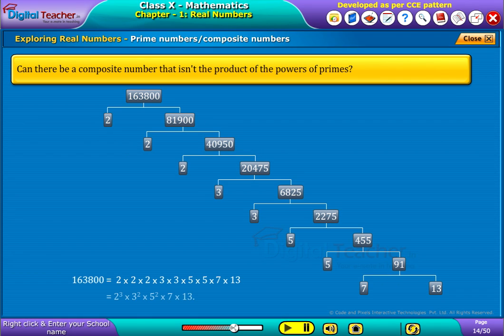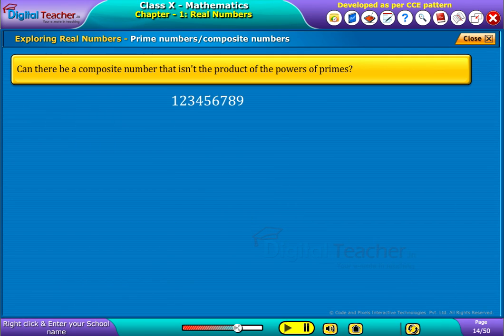Therefore, when we write the above terms in terms of product of powers of primes, we obtain as shown. Let us try with another number. 1, 2, 3, 4, 5, 6, 7, 8, 9. This can be written in the following form as shown.